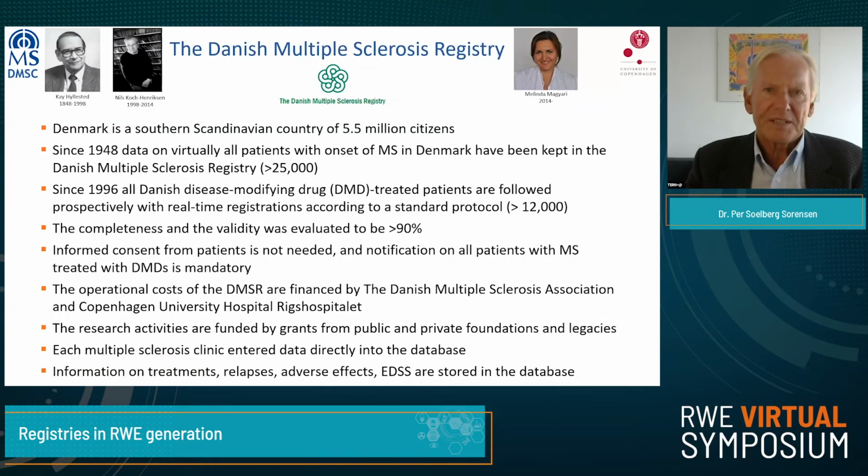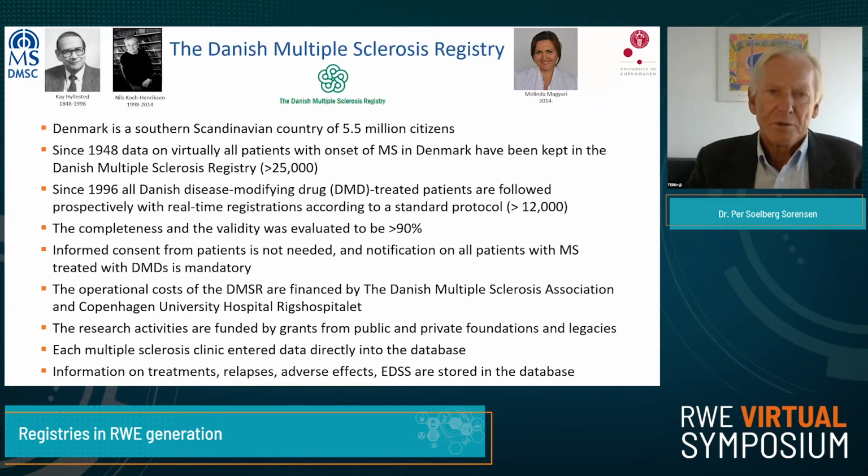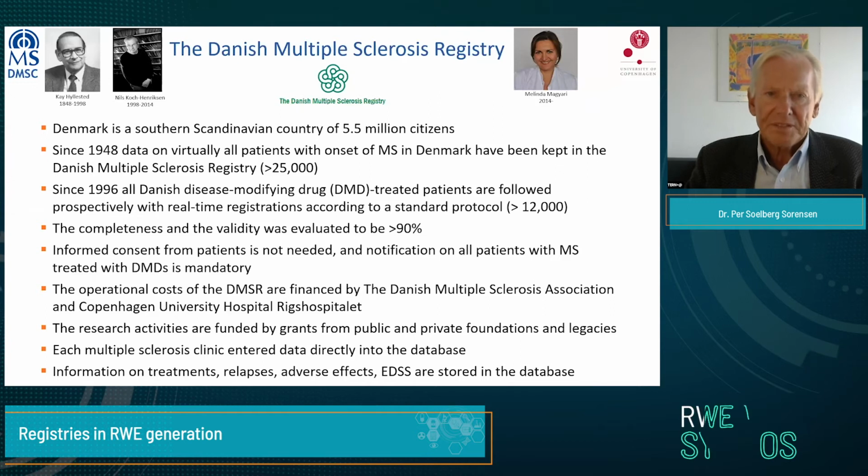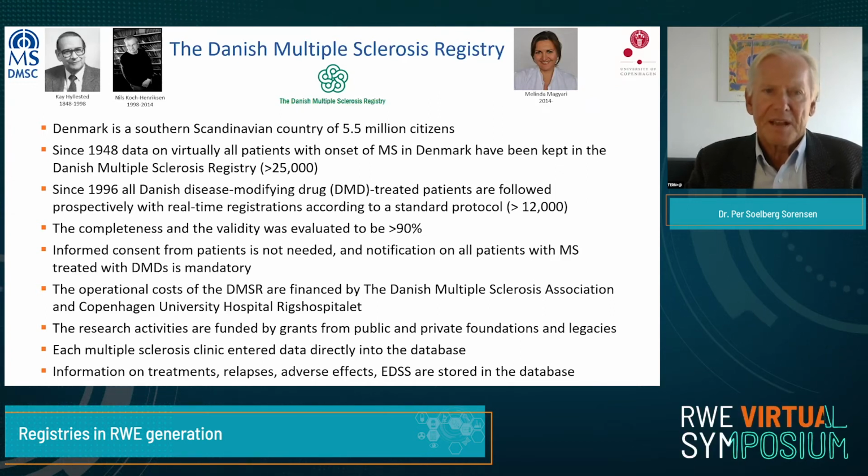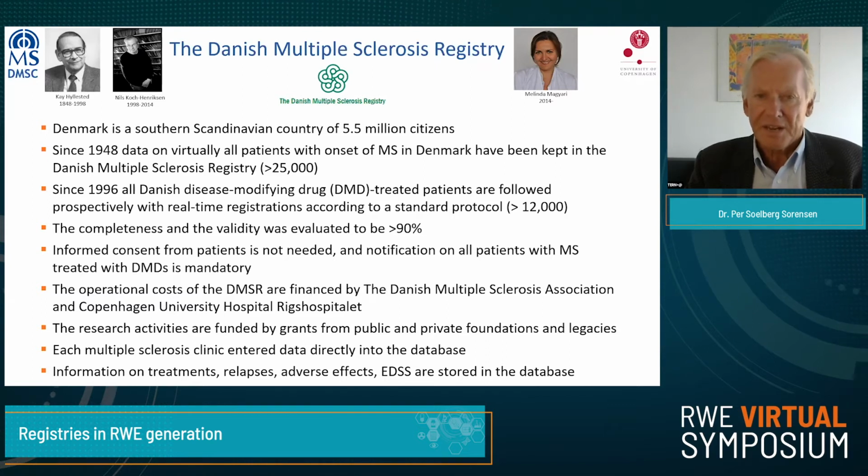I'm going to use data from the Danish Multiple Sclerosis Register, and therefore I'd like to give you some facts about this. You may know that Denmark is a southern Scandinavian country of 5.5 million citizens. The register was started by Kai Hyllested, and since 1948, data on virtually all patients with onset of MS in Denmark have been kept in the Danish Multiple Sclerosis Registry that now contains data from more than 25,000 patients.